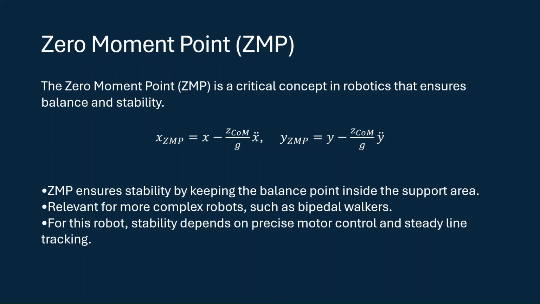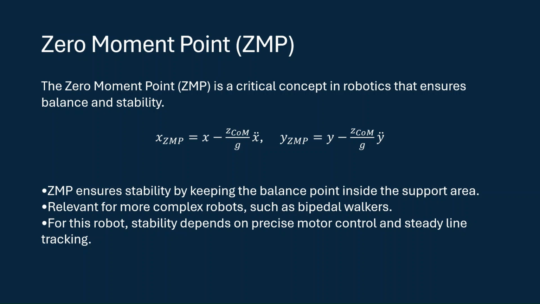As you can see, there are two equations: XZMP and YZMP. I'll describe what each term is using XZMP for reference. So X is the position in the X domain. And then you have ZCOM. That stands for the height of the center of mass divided by G, which is the gravitational constant, 9.81 meters per second squared. And then you have this little weird X with two dots above it. That's just a fancy way of saying the double derivative of X, which in physics is acceleration.